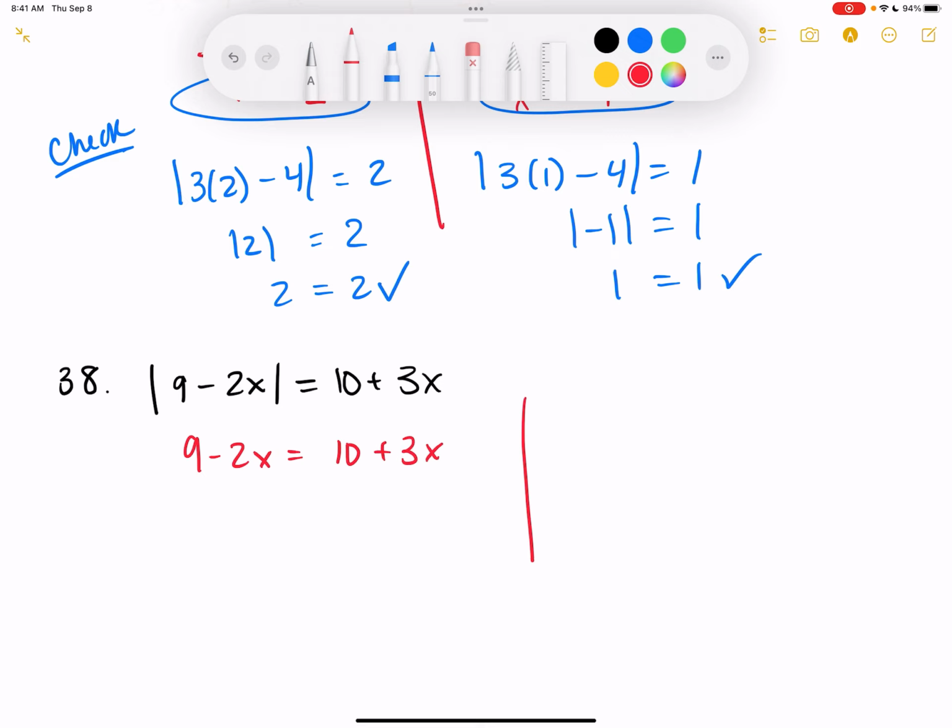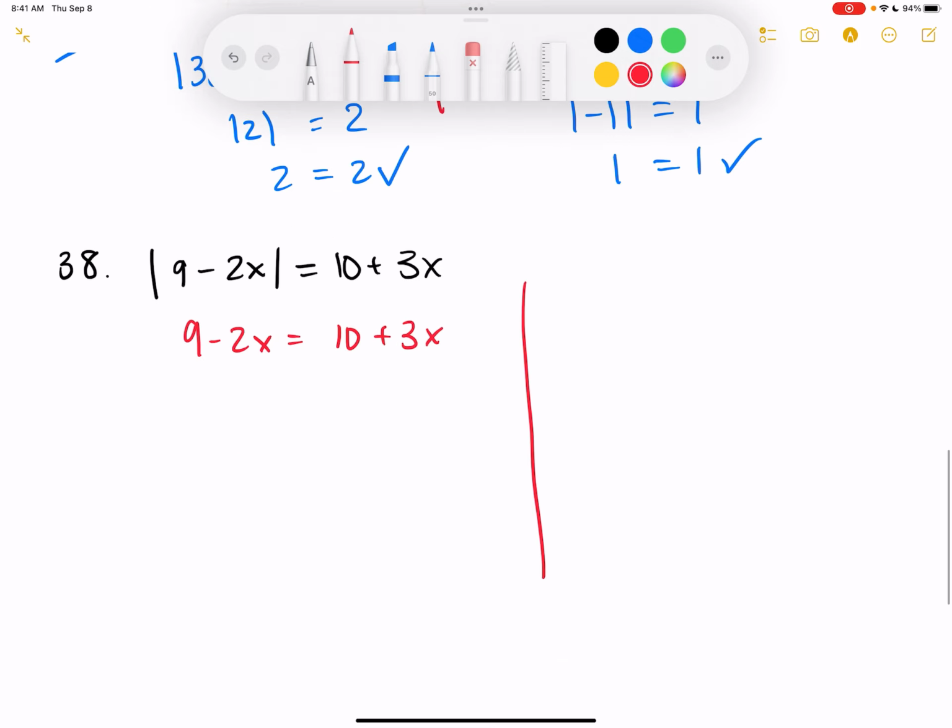But your other one now, when you have the right side being negative, just keep in mind that with there being two pieces, the negative sign has to go on both. So it's going to be 9 minus 2x equals negative 10 minus 3x. Another way you could do it is to do negative and then parentheses 10 plus 3x. But if you just go ahead and put it through, then you don't have to distribute and stuff.